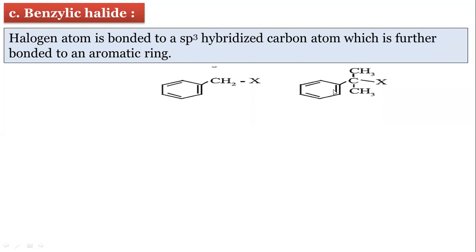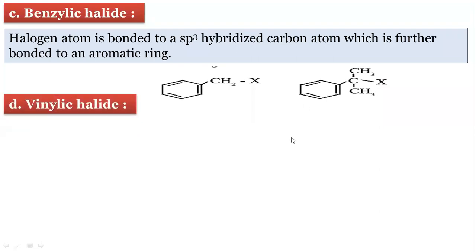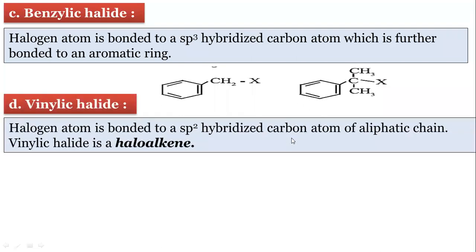Then vinylic halide. In all these examples, the halogen is attached to the sp3 hybridized carbon atom, but in case of vinylic halide, the halogen is bonded to the sp2 hybridized carbon atom. Remember, the sp2 hybridized carbon atom contains a carbon-carbon double bond. This is called vinylic halide.